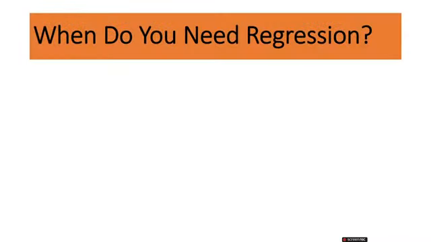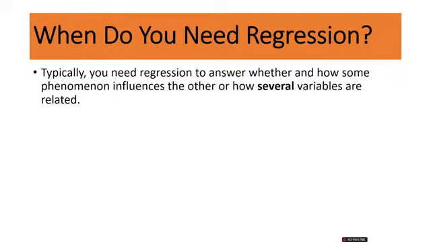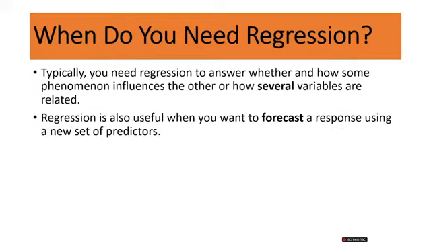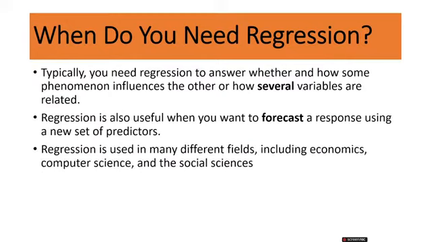And there is a lot of work where you need regression. You need it when you want to know how some phenomena influence the other, or how several variables are related. So this time I try to show you what is the relation between NDVI and LST. It is also useful when you want to forecast the future outcome or response using a new set of predictors. Regression is used in many different fields such as economics, computer science, and social science, as well as GIS and remote sensing. There are a lot of uses of regression.